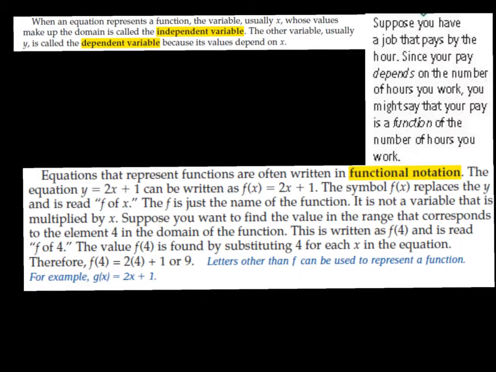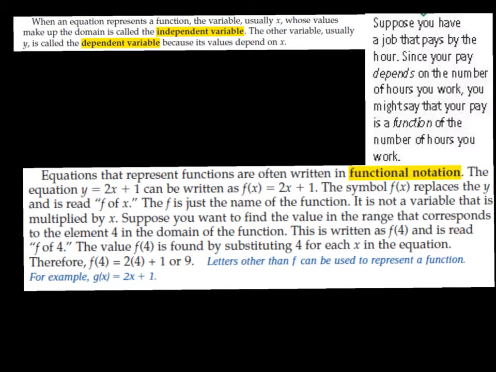Equations that represent functions are often written in functional notation. The equation y equals 2x plus 1 can be written as f of x equals 2x plus 1. The symbol f of x replaces the y. The f is just a name for the function. It is not a variable that is multiplied by x.